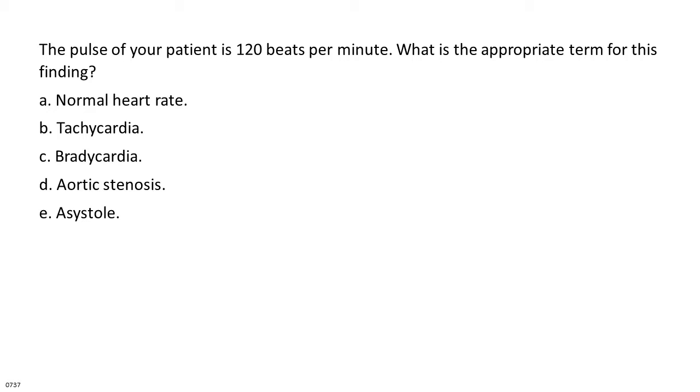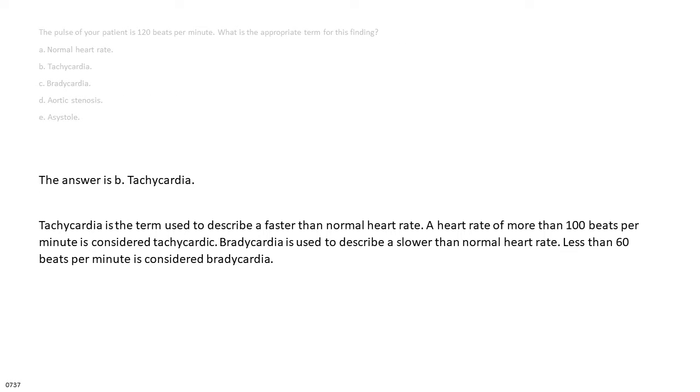The pulse of your patient is 120 beats per minute. What is the appropriate term for this finding? A. Normal heart rate. B. Tachycardia. C. Bradycardia. D. Aortic stenosis. E. Asystole. The answer is B. Tachycardia.